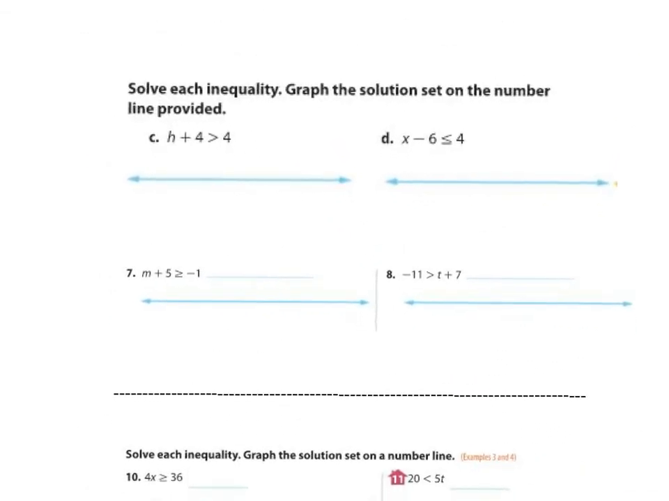Okay, so let's just go ahead and jump right in. In order to solve inequalities, we must use opposite operations. So h plus 4 is greater than 4. In order to solve that, I'm going to use opposite operations.